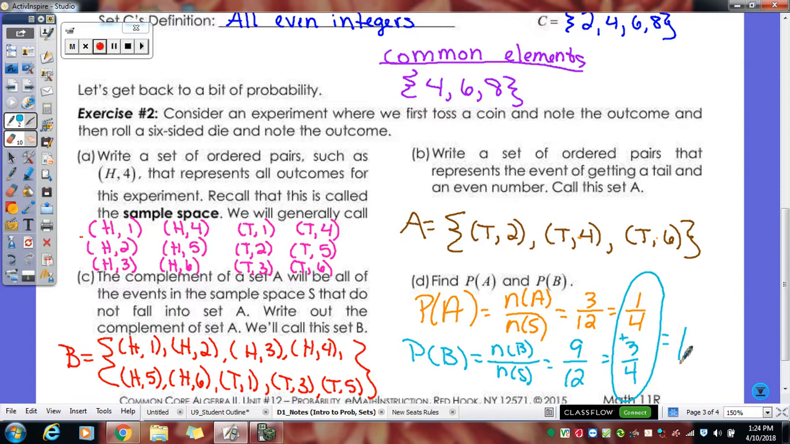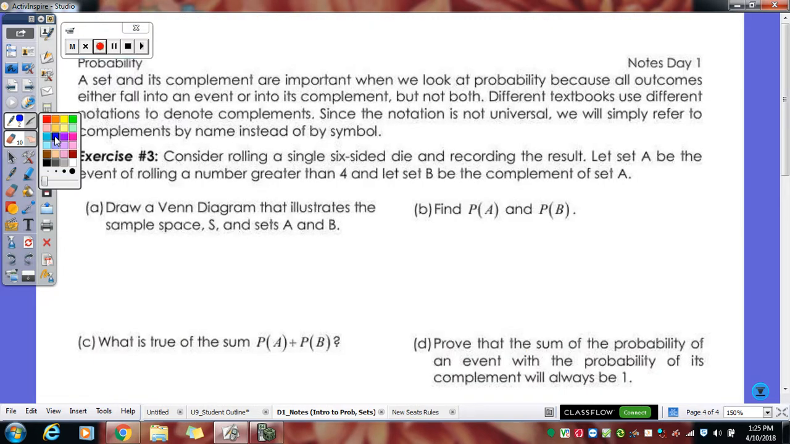Any event and its complement is always going to equal 1, because it's definitely going to happen. If you take something and it's the opposite of it, it's always going to happen. So a set and its complement are important when we look at probability because all outcomes fall either into that event or into its complement, but it can't fall into both at the same time. Different textbooks use different notations for your complements, so we're not really going to use a notation for it because there's so many. Some people use a squiggle, some people use a little C to represent complement. It's just easier to use words instead of symbols.